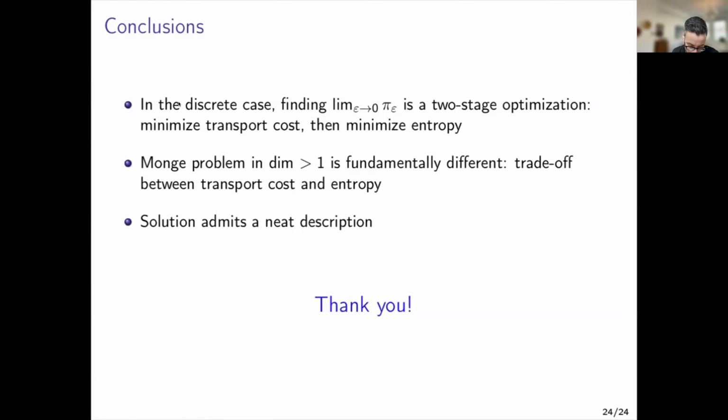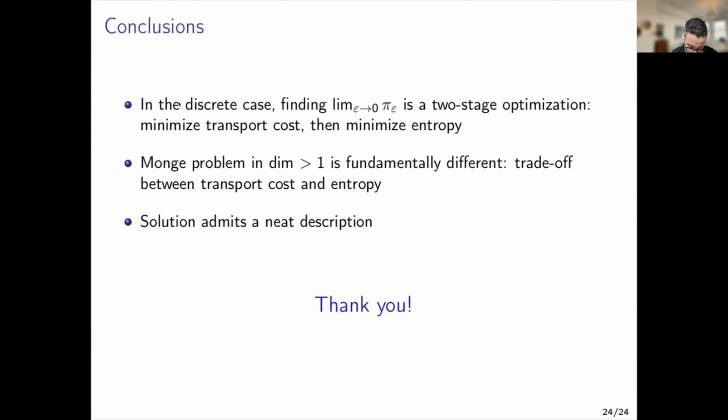So we saw that in the discrete case, or more generally in the finite entropy regime, finding the limit of the entropic optimal transport pi epsilon is like a two-stage thing. First, we minimize the transport cost. So then we have the set of all optimal transport couplings. Then within that set, we minimize relative entropy as a unique solution that will be the limit of pi epsilon.